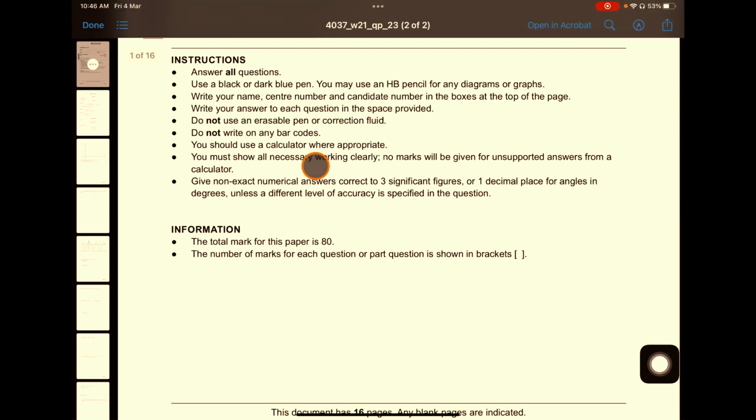You cannot use any erasable pen or correction fluid. And please don't write on the barcodes. You should use a calculator where appropriate. You must show all necessary workings clearly. No marks will be given for unsupported answers from calculators. Give non-exact numerical answers correct to 3 significant figures, or 1 decimal place for angles in degrees, unless a different level of accuracy is specified for the question. The total marks for this paper is 80. The number of marks in each question or part of a question is given in the brackets.